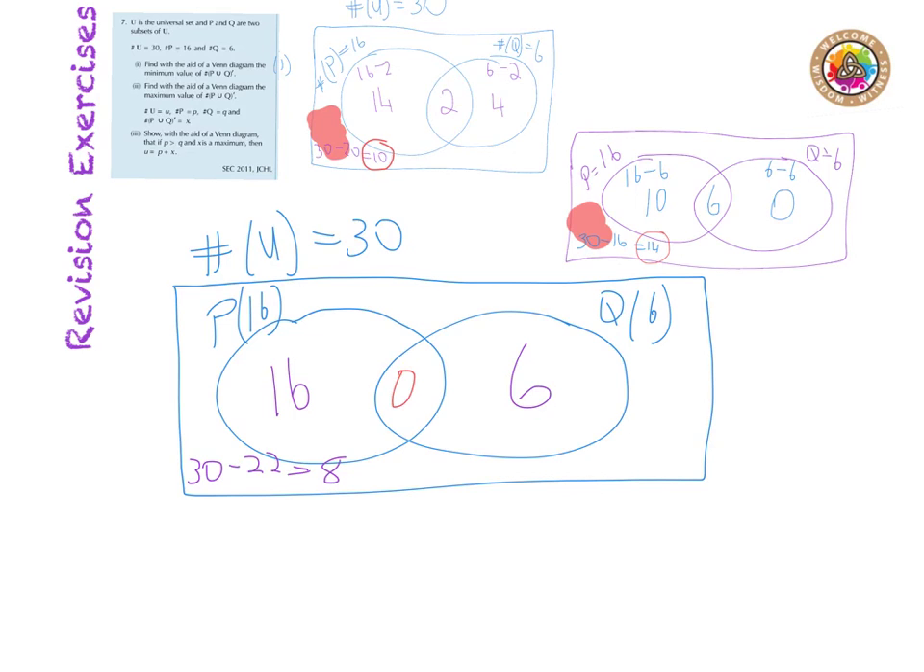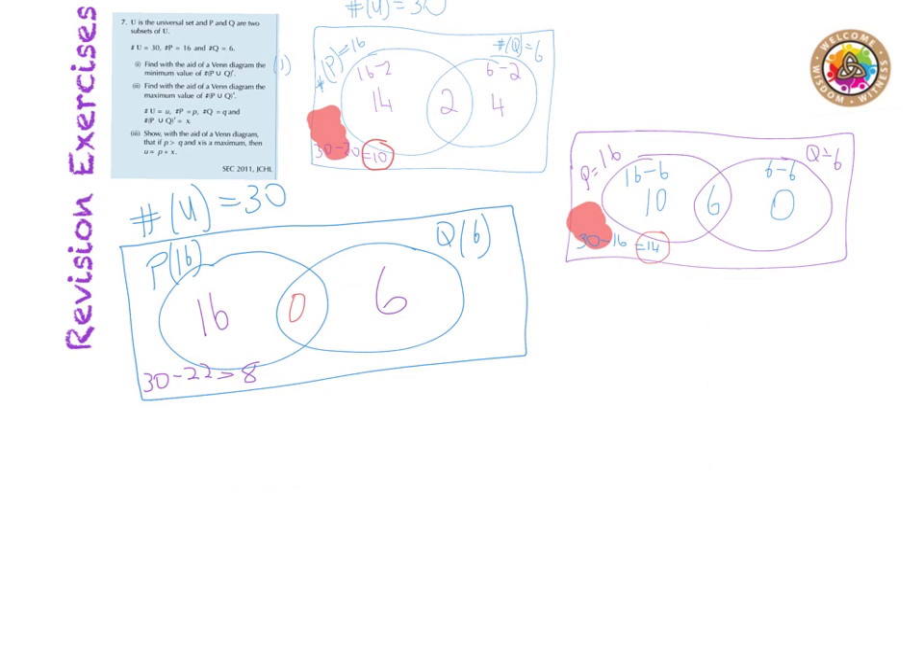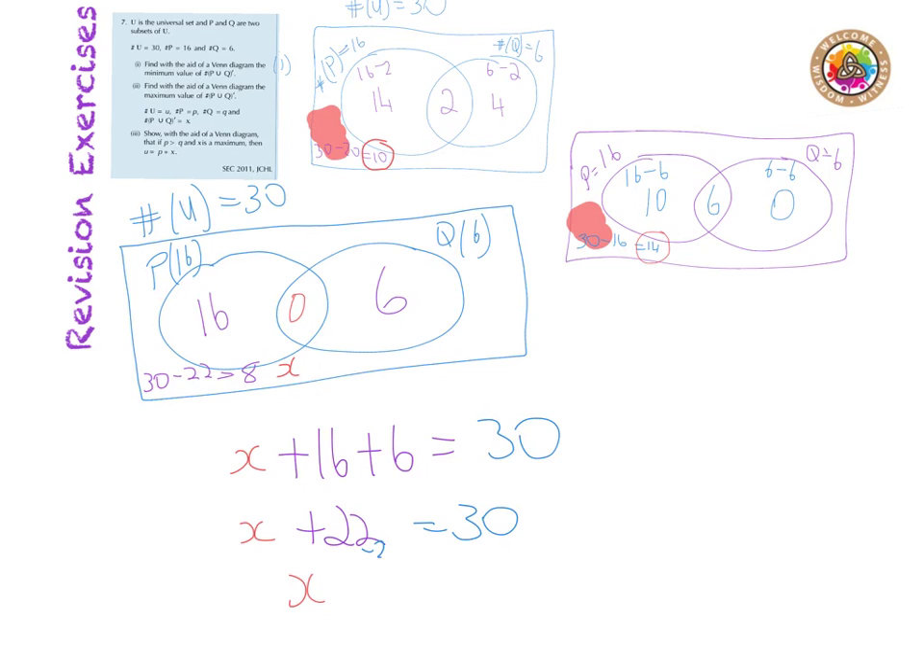Okay, and so just to show that mathematically as well, we could call that area X, as we have done numerous times before. And so I would have X plus 16 plus 6, and that all equals 30. So here I have X, 16 and 6 is 22, and again that equals 30. In order to get X on its own, I need to take away 22 from this side of the equation, so I'm going to have minus 22 here. And if I do that on this side of the equals, I must do it on the other side, and we know that 30 take away 22 is 8. And so that's the minimum value of (P union Q) complement.